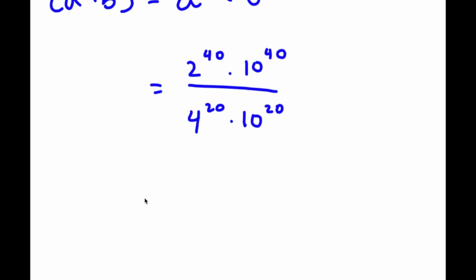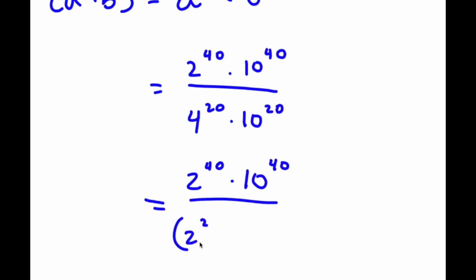So now, this is the same thing as 2 to the power of 40 times 10 to the power of 40 over 4. This is the same thing as 2 squared. So over 2 squared to the power of 40 times 10 to the power of 20.